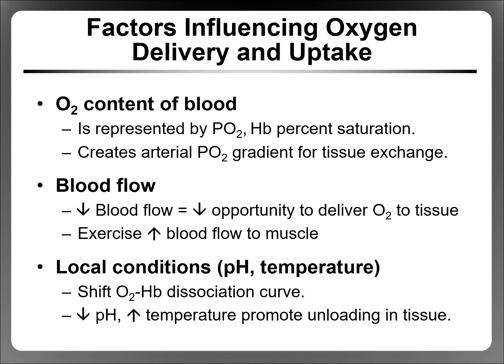We also know local conditions matter, such as the pH and the temperature. So we can shift the oxygen hemoglobin dissociation curve to the left or to the right based on pH and temperature. We know when there's a decrease in pH or an increase in temperature, it tends to promote oxygen unloading in that particular tissue.